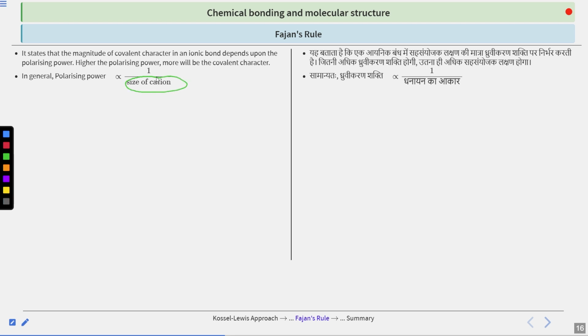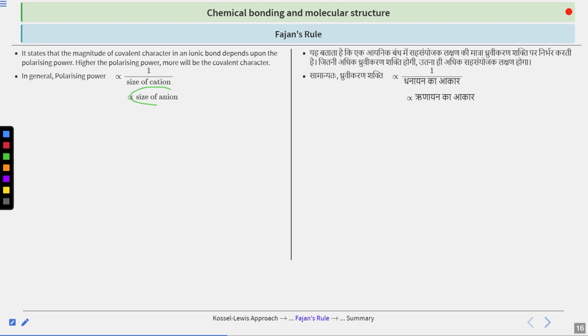If your cation is small in size, that means your charge density is very high, because the same charge is distributed over a small area. Higher charge density means a greater force that will help to polarize a given molecule more. So what is the molecule that is getting polarized?